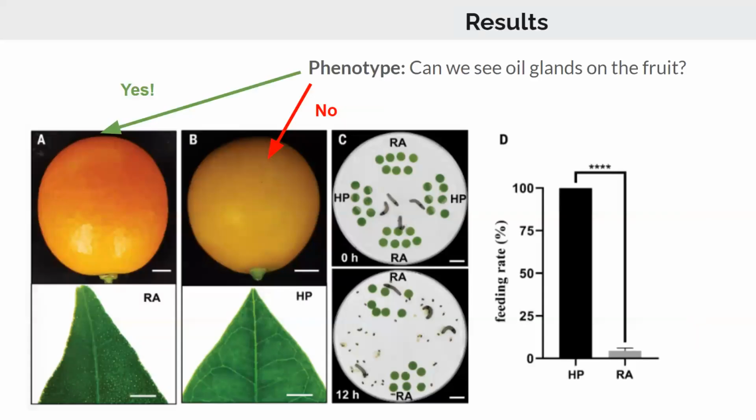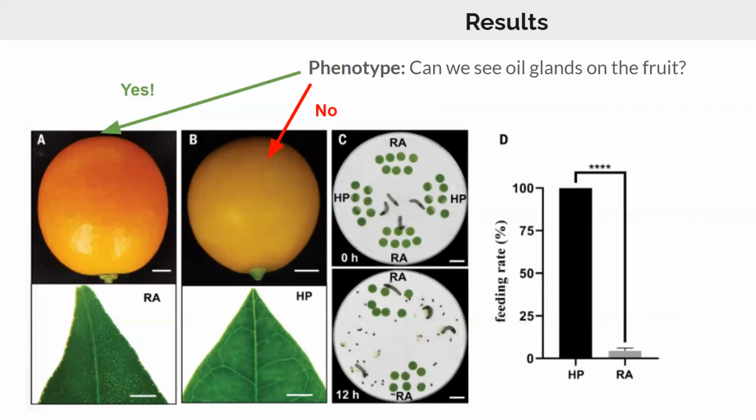As for the results of the experiment, Figure 1 compares two different types of kumquat, here called HP and RA. As seen in images A and B, HP has no little circles in its leaves, meaning that it has no oil glands and very few on the whole fruit. RA, however, does express oil glands.